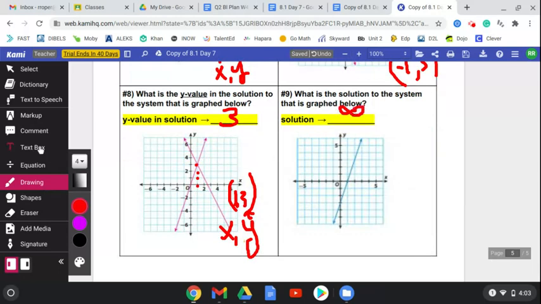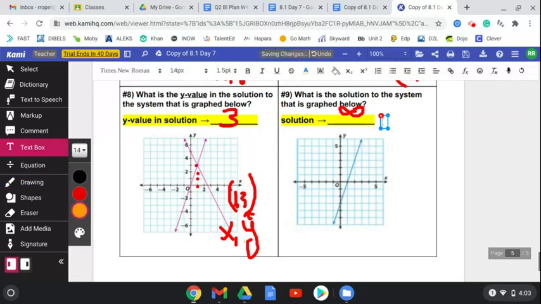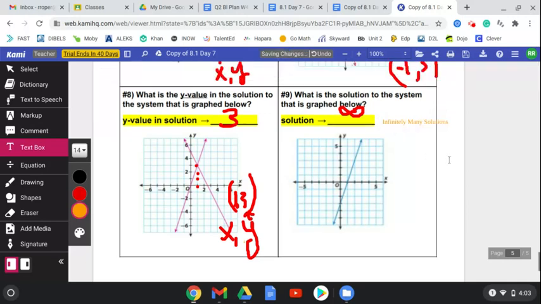So you can draw the sideways 8, or you can add a text box, and you can say infinitely many solutions, because they're intersecting at every single point on the line. They are identical lines.